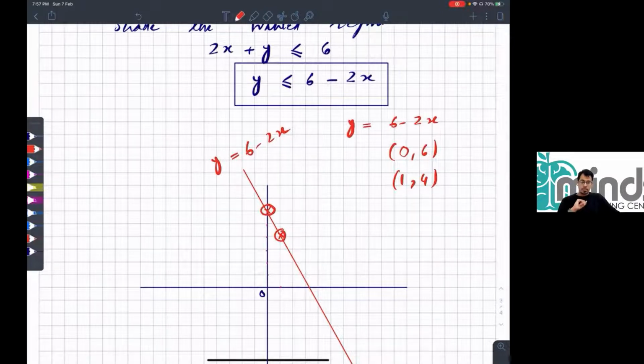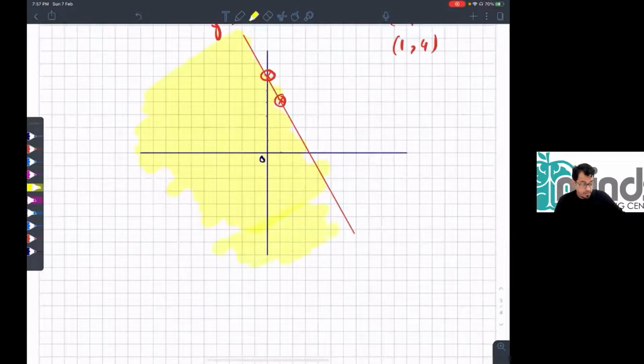Number 1. Number 2. Now it is less than. So less than means below the line. So which region is wanted region below the line? So it means that you will be shading this region. Because region below the line is the wanted region.